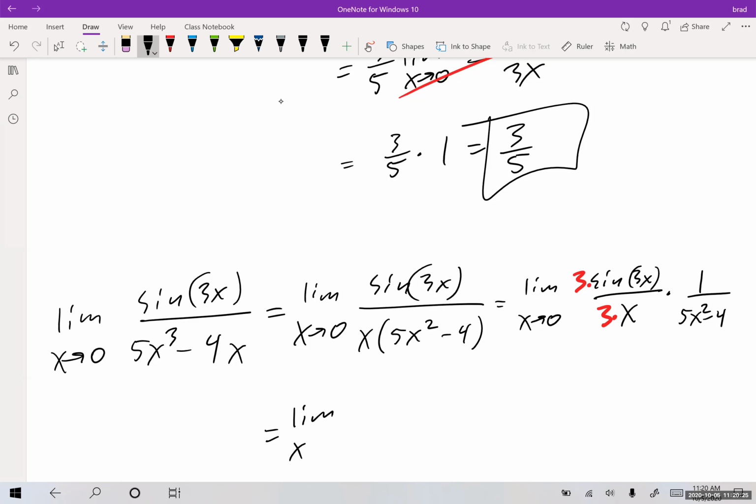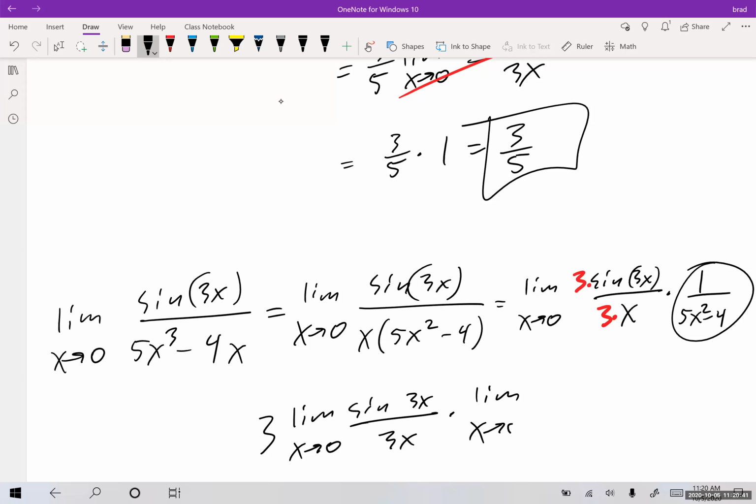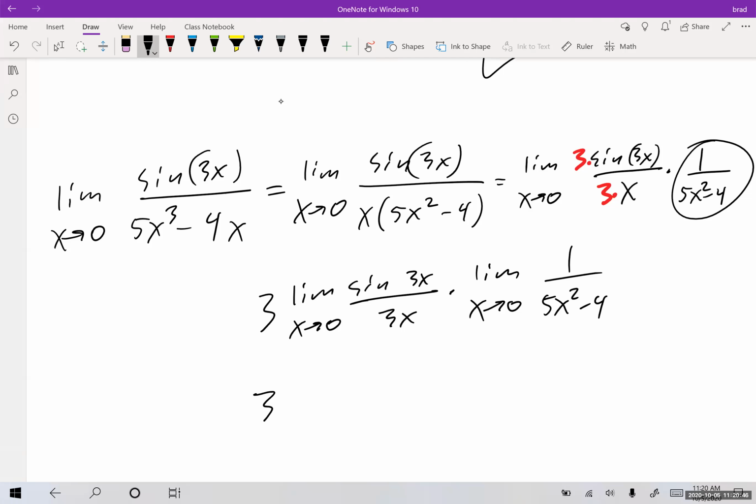So limit as x approaches 0 of 3, I can take the 3 outside, sine 3x all over 3x times, now I'm going to take the limit of this separately, limit as x approaches 0 of 1 over 5x squared minus 4. So now this will be 3 times, we know this limit is 1, times, now when I plug 0 in here, this becomes 5 times 0, which is 0, minus 4. So this would be 1 over negative 4, or negative 1/4. So then we end up with negative 3 over 4.